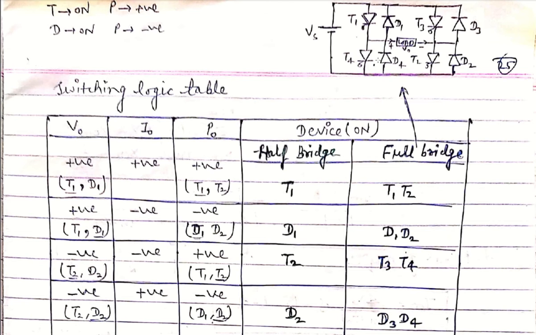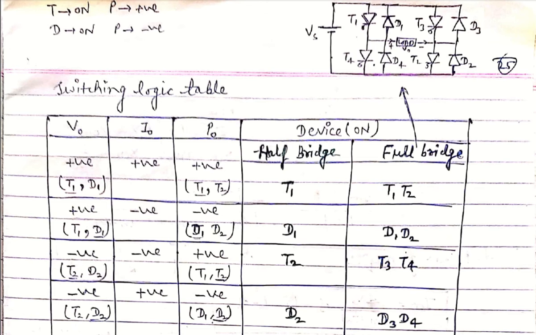We saw earlier that when thyristors are conducting, power will be positive. Power will be positive in the sense that power is flowing from the source to the load side. This is the half bridge topology in which the switching sequence of devices is T1, D1, T2, D2. This was already discussed in the previous lecture, so go through the previous lecture to understand how this sequence comes.